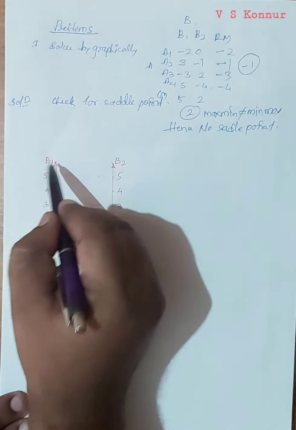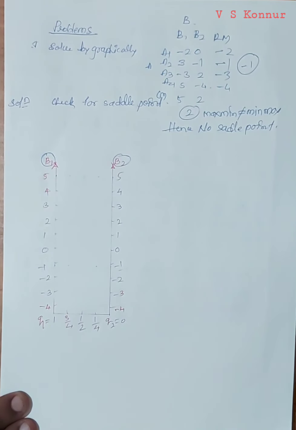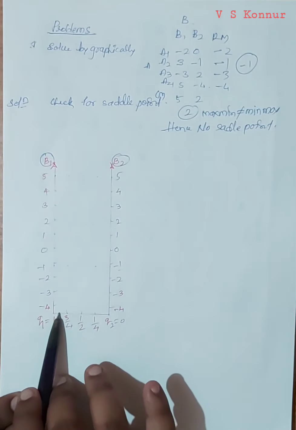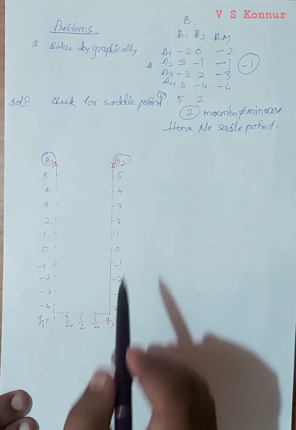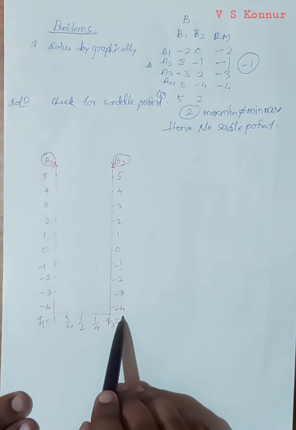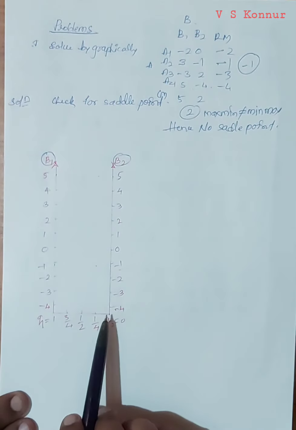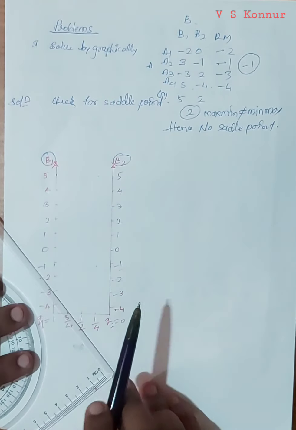In this problem, we have taken B1 and B2 as vertical lines in the m into 2 matrix. The distance is the same, 1 unit. Here 1 unit we have taken as 1/4 because of good results. The maximum is 5 and the minimum is -4, as in your problem. The same thing I have taken here. Now we will draw the lines for B1 and B2.